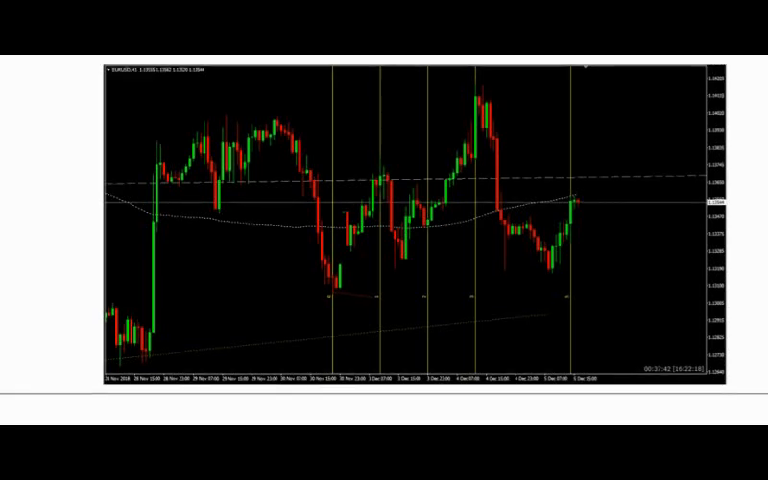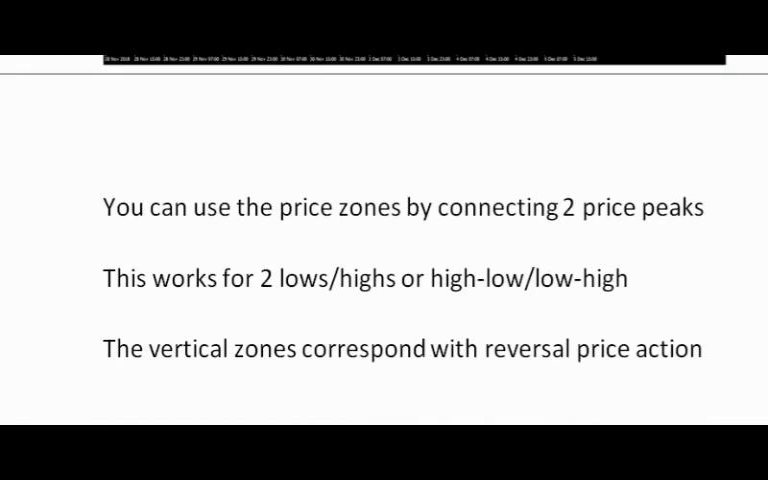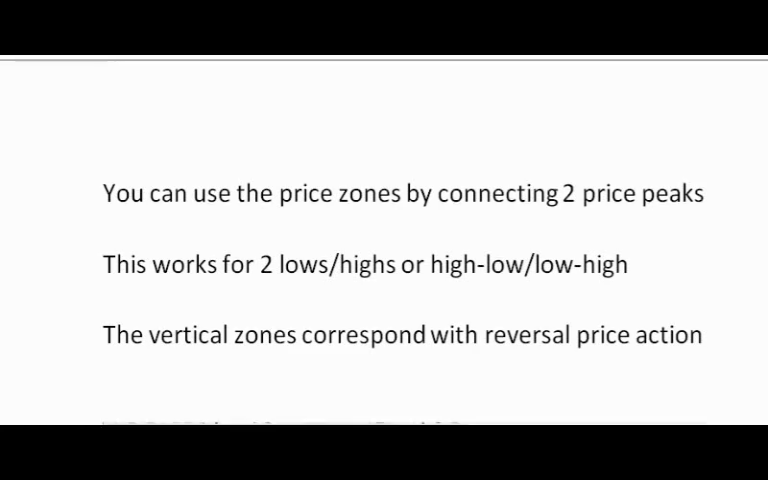All right. So you can choose price zones by connecting two price peaks, and this works for two lows or highs, or high, low, or high. So you can choose to connect two lows, or you can choose to connect a low and a high, or a high and a low. But you have to connect two price action zones so that you can find the vertical areas of support and resistance, and possible areas of reversal, or just interesting price action.